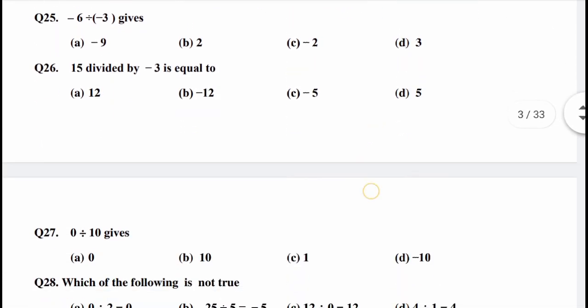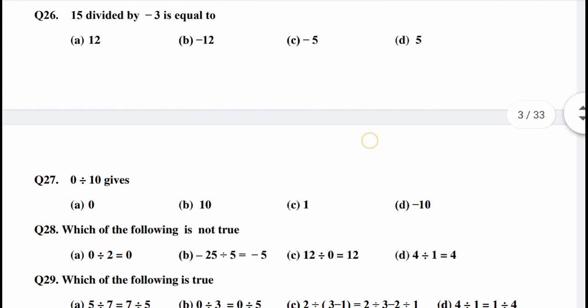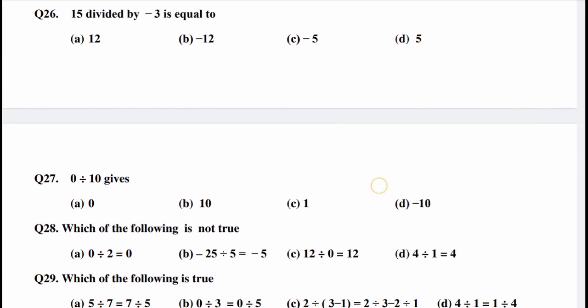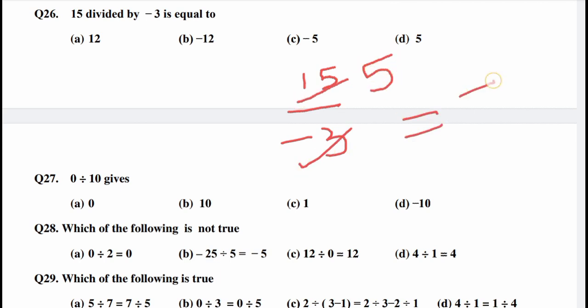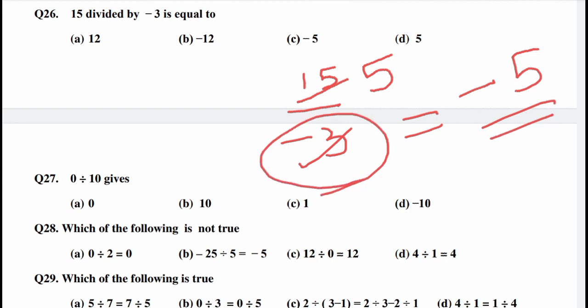Question number 26. 15 divided by minus 3 is equal to. If we divide 15 by minus 3, what will be the answer? 3 fives are 15, and the answer is negative because one of the integers is negative here. So the answer is C, minus 5.